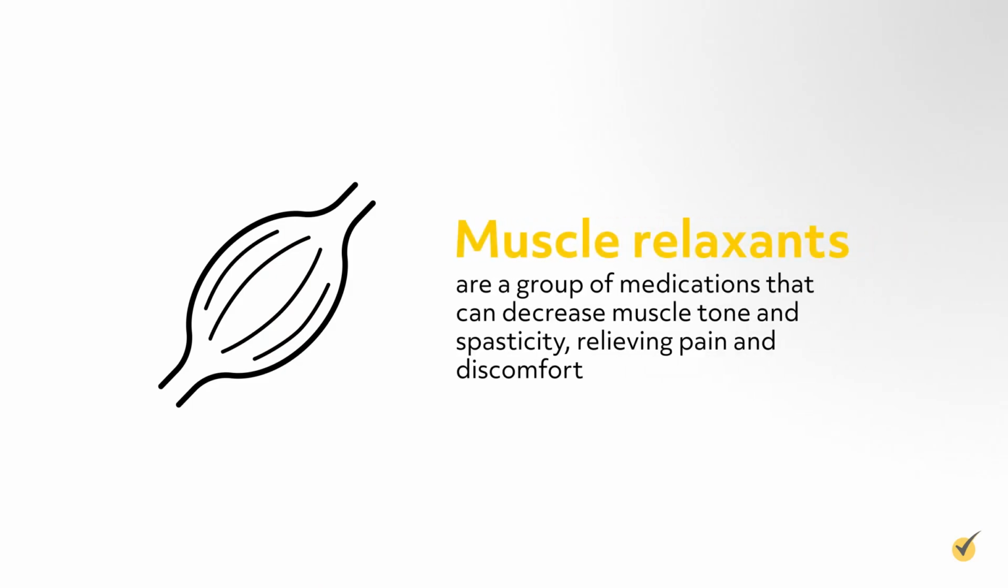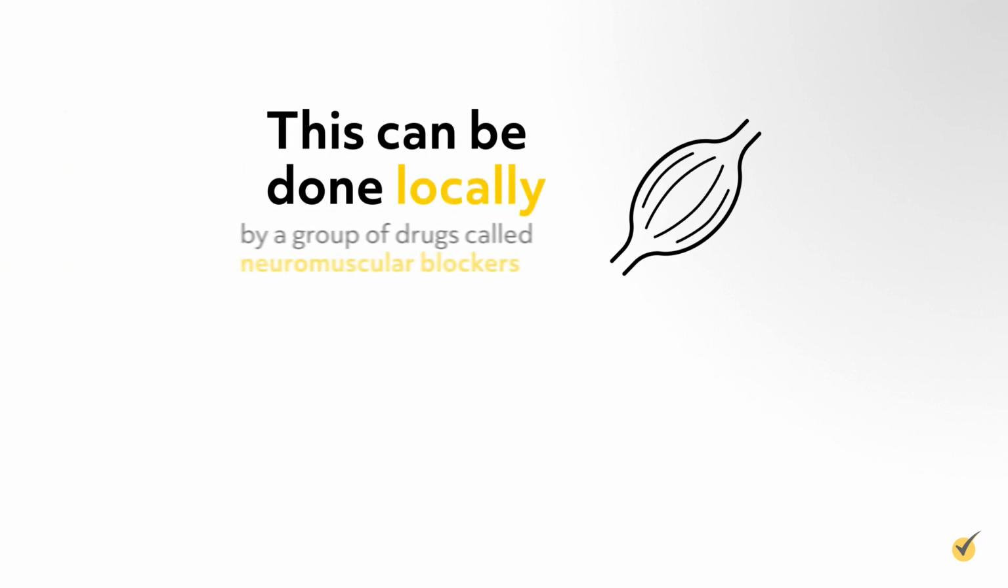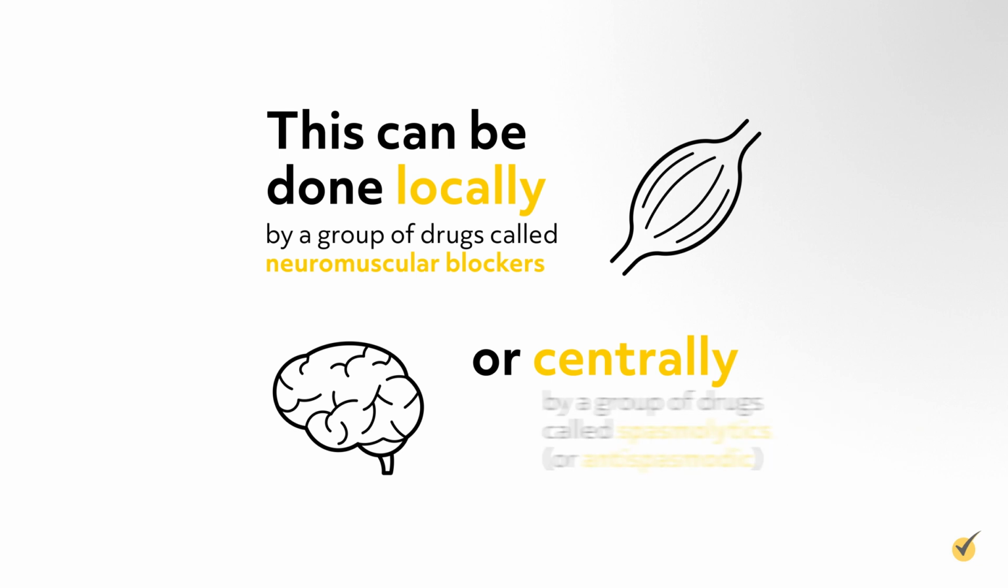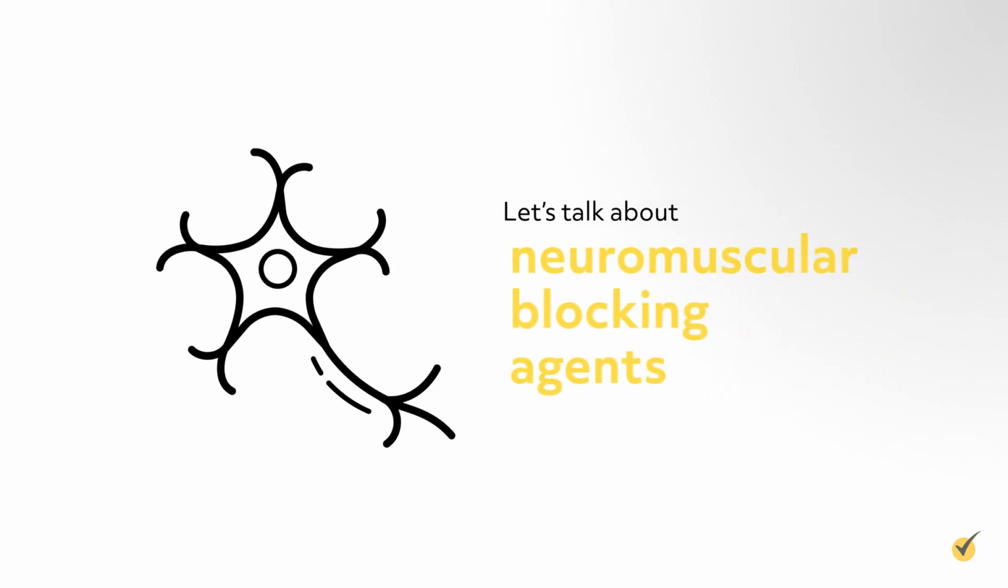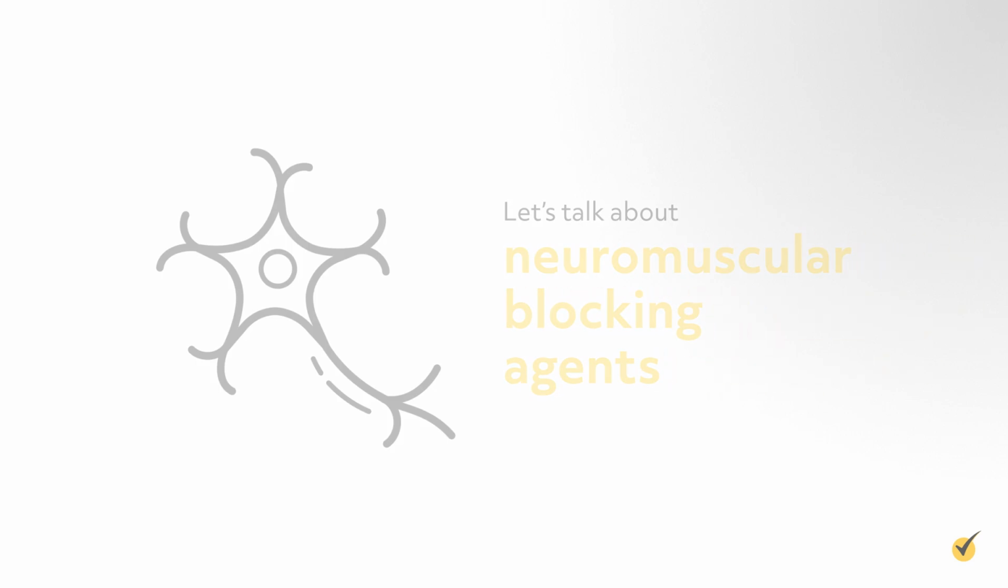Muscle relaxants are a group of medications that can decrease muscle tone and spasticity, relieving pain and discomfort. This can be done locally by a group of drugs called neuromuscular blockers or centrally by a group of drugs called spasmolytics or antispasmodics. Let's talk about neuromuscular blocking agents first.